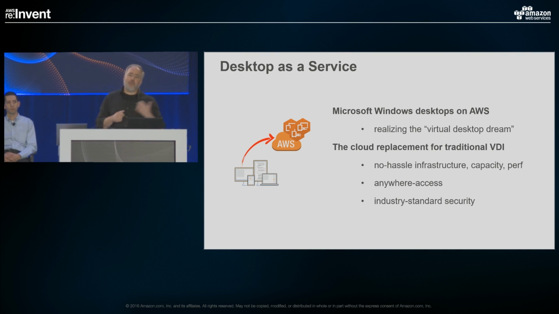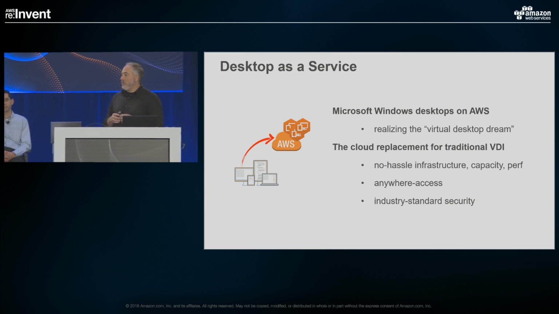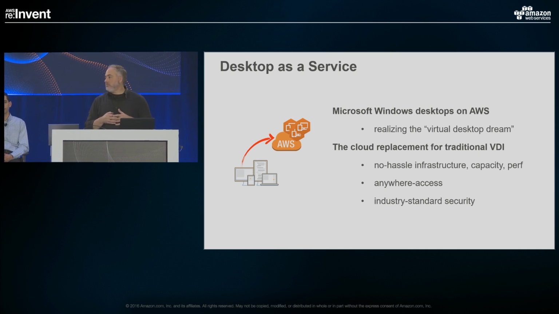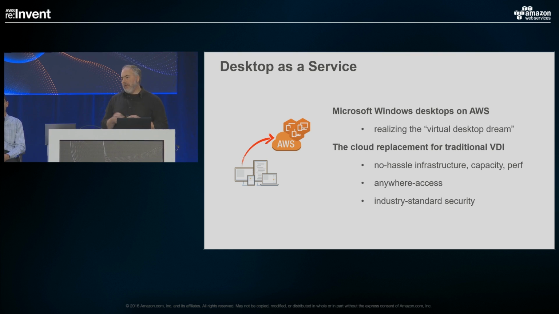And what we found was over the past 3 years, customers came to us and said, server infrastructure is great, allow us to move our end user computing to AWS. They told us that traditional virtual desktop infrastructure, or VDI, was difficult to scale and implement in private data centers. And so the idea of desktop as a service is that it is the replacement, the natural evolution for VDI. That is to say, you have no hassle infrastructure, you get the capacity you want when you need it, and a baseline of performance.